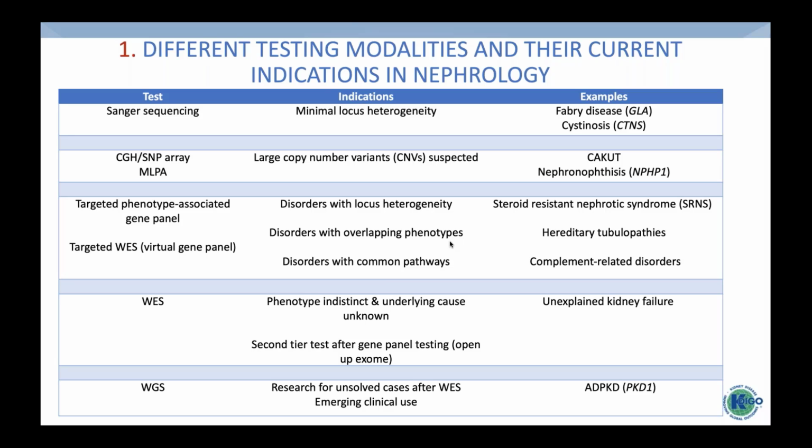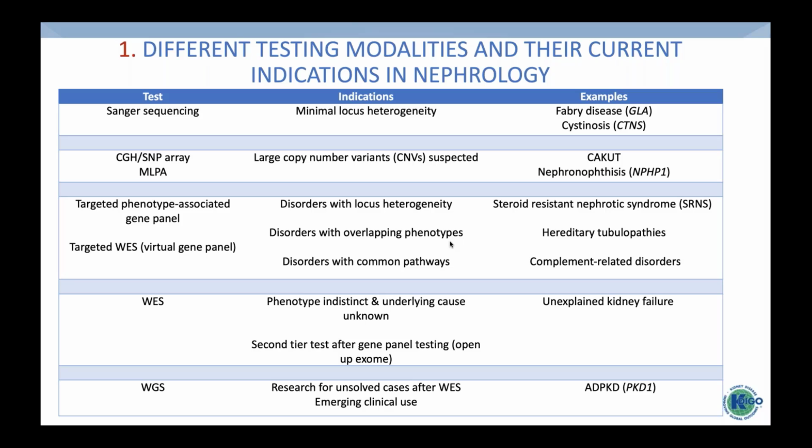Whole exome sequencing is obviously now playing a much greater role, and this is particularly useful where the phenotype of a patient or family is less distinct and the underlying cause is unclear. It can also be used as a second-tier test after more targeted testing, and there is a strongly emerging role in unexplained kidney disease of a suspected or otherwise heritable nature.